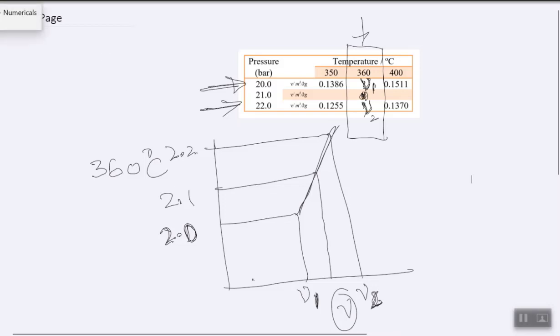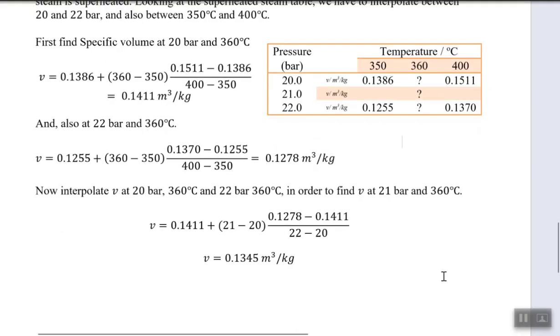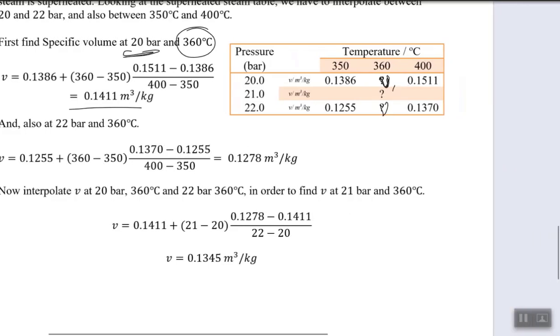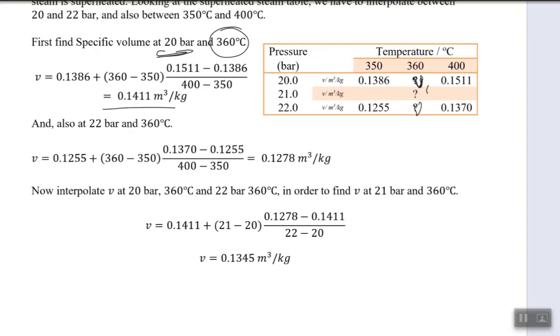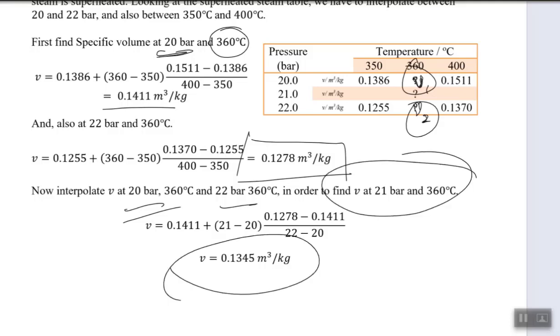So this is what we call a double interpolation. We need to find one of the columns first, or the row, then find the second row. At 20 bar, at 360, I've got a volume of 0.1411 somewhere here. At 22 bar, at 360, I've got a volume which is V2, which is over here. Now that I've got these two extreme values, and the volumes at 20 bar and 22 bar, I can find the value at 21 bar, which is somewhere here.